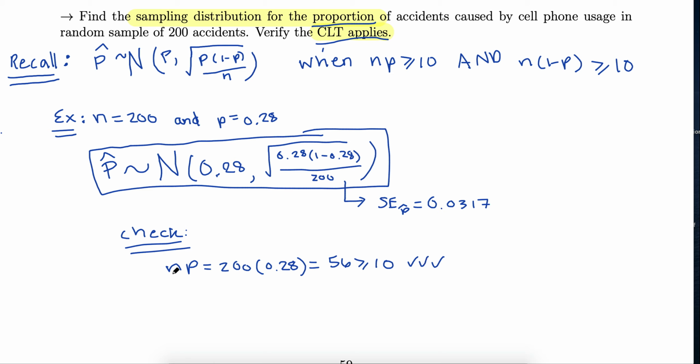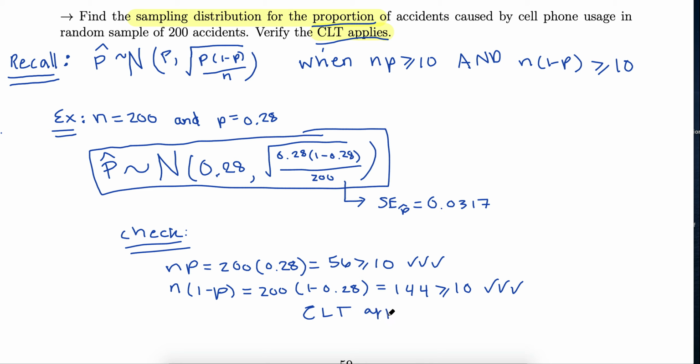All right. Then the second part of this is the number of failures that are expected is also at least 10. So we've got 200 times 1 minus p. That should give you 144, which is very much over 10. So we're good here. So we could say our central limit theorem does indeed apply.